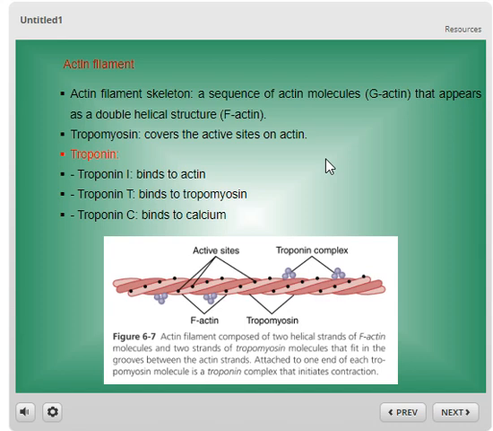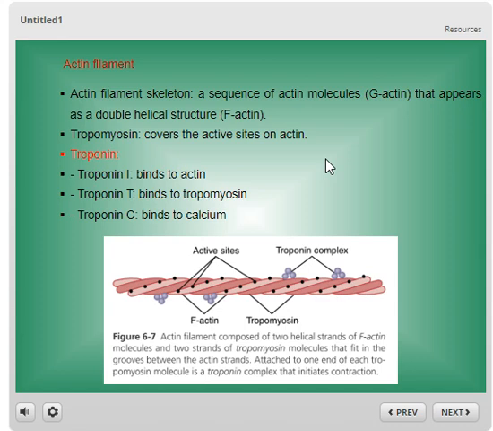And the tropomyosin is a protein that wraps around the actin filaments, covering the active sites on actin. This prevents myosin from bonding to actin in a relaxed muscle state, regulating muscle contraction.